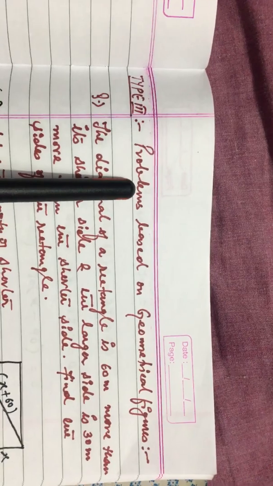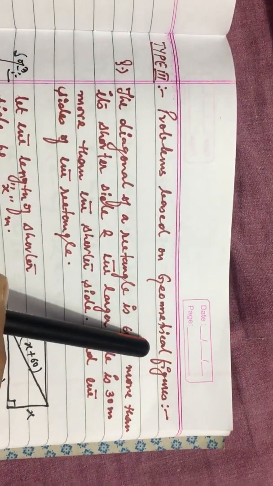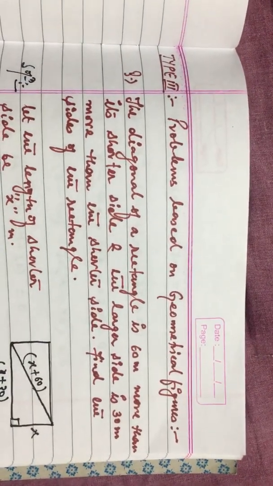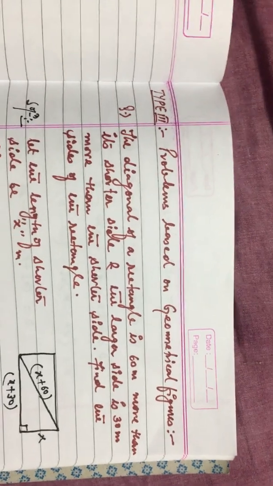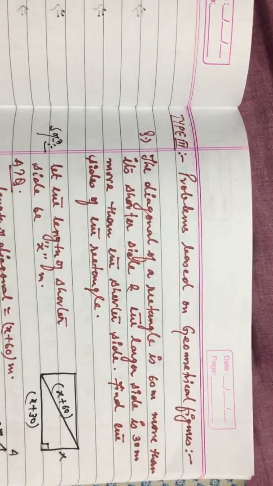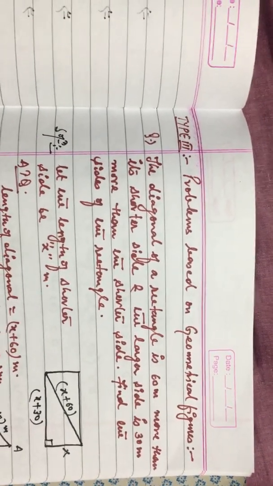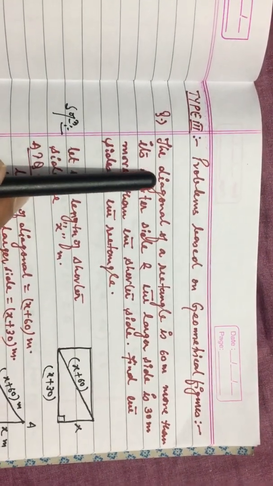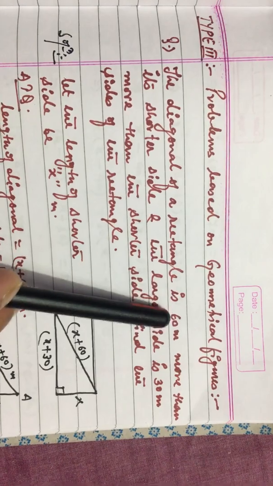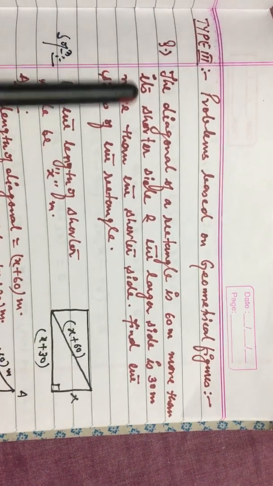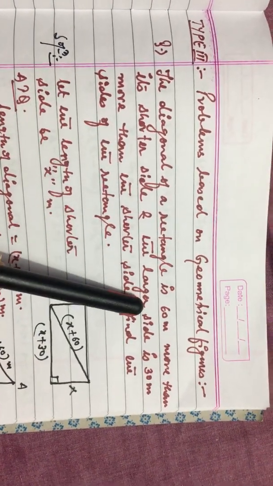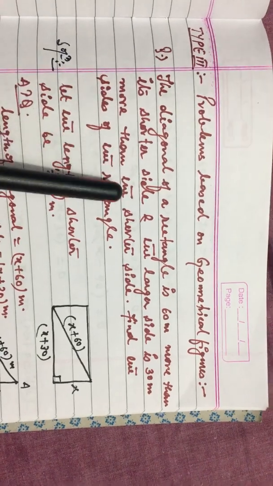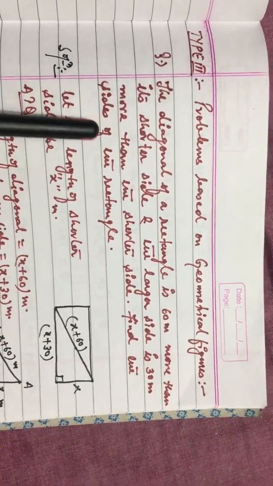Now see one more problem that is based on a geometrical figure. Most of the geometrical figures we have to solve here by applying the Pythagoras theorem. I think you should know that the square of the hypotenuse is equal to perpendicular square plus base square. Now see a problem. The diagonal of a rectangle is 60 meter more than its shorter side and the larger side is 30 meter more than the shorter side. Find the sides of the rectangle.